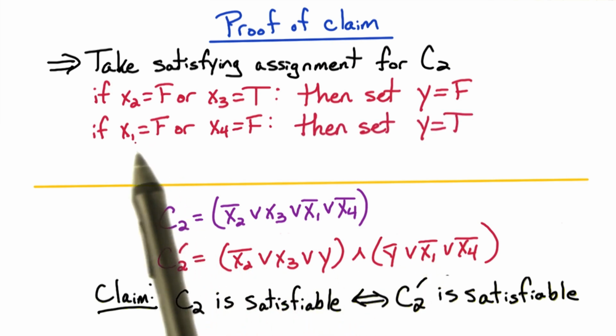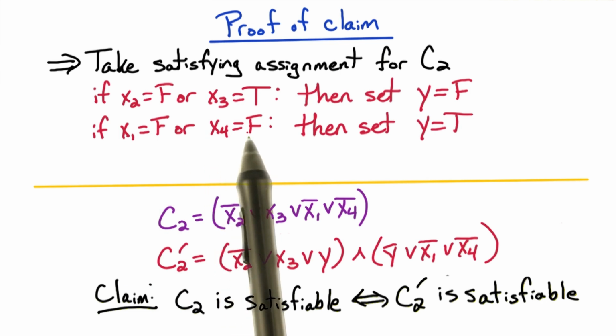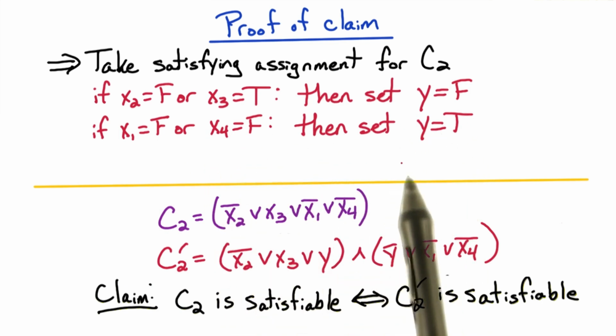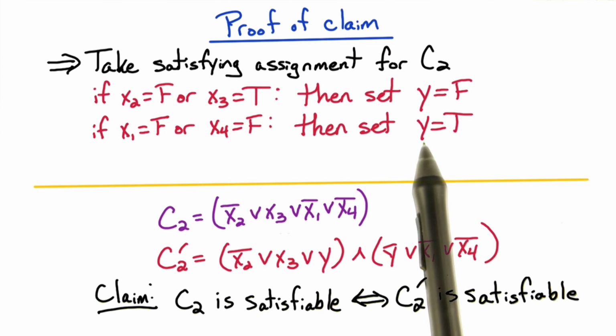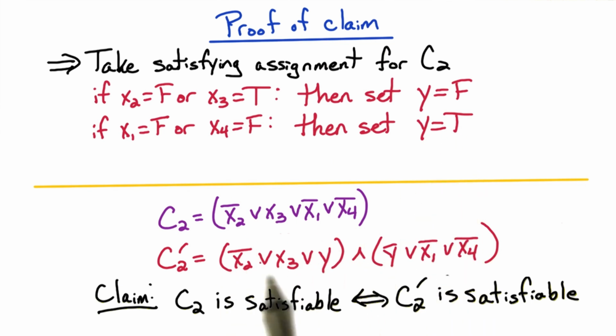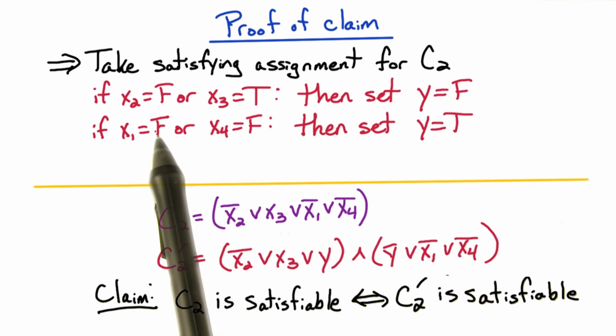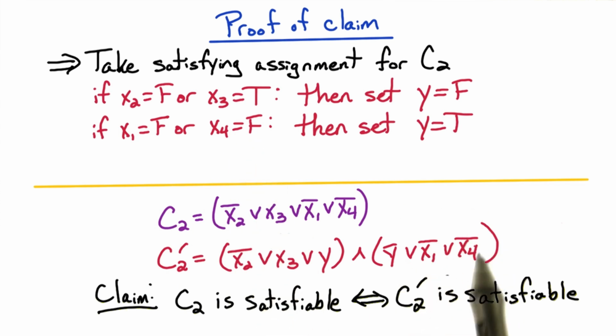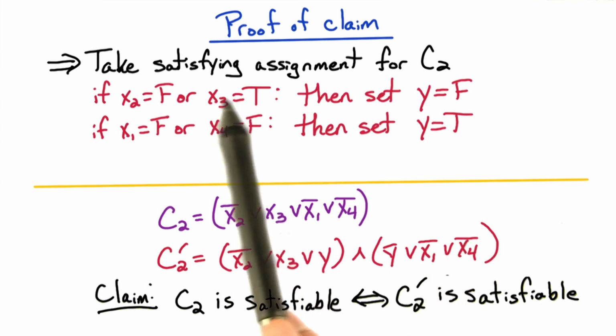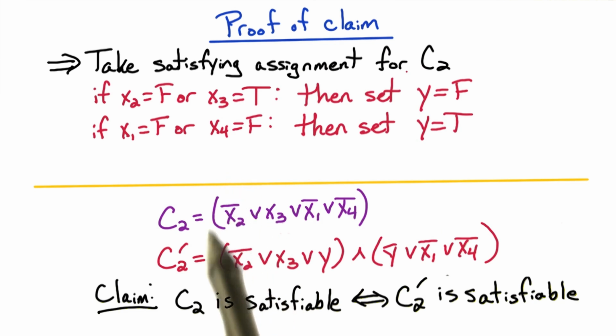Similarly, in the second case, if x1 is false or x4 is false, then we set y to be true. In this case, since y is true, this satisfies the first clause, and since x1 is false or x4 is false, this satisfies the second clause. And given a satisfying assignment for C2, we've constructed a satisfying assignment for C2 prime.